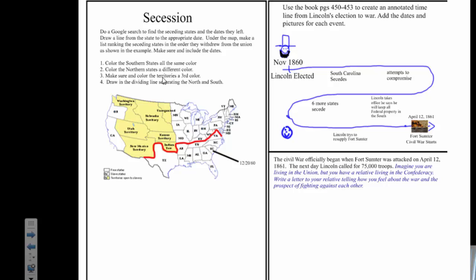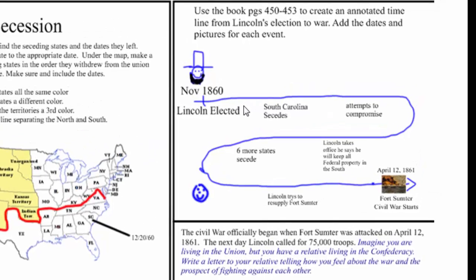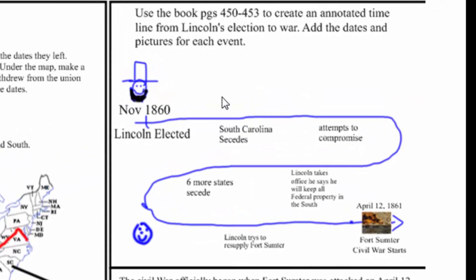I want you to color the southern states all the same color, and I want you to color the northern states a different color, and make sure and color the territories over here a third color. Then draw a line dividing and separating the north and the south like I did with this red line right here. On this side, I want you to draw a picture for this timeline for each one of these events. Draw a picture or find a picture online and print it out that goes with this event.